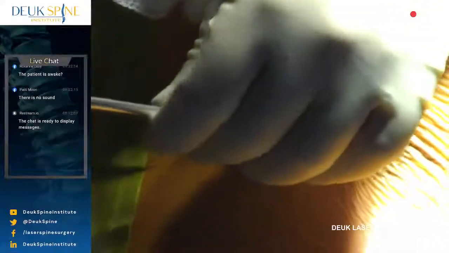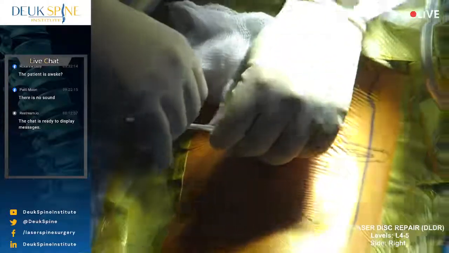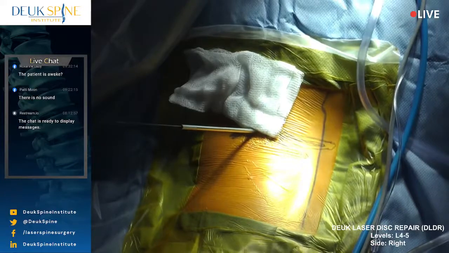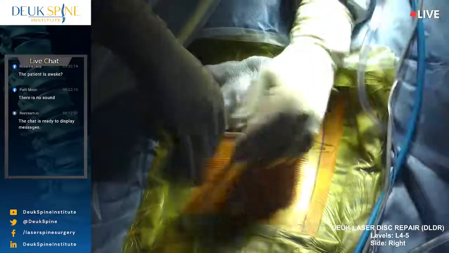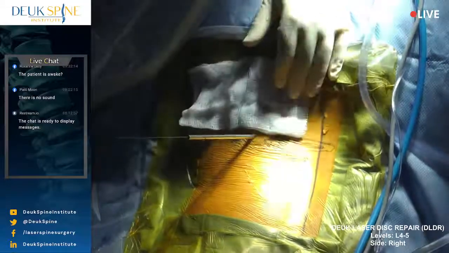Now, I'm not the first person to do transforaminal surgery. How is he doing? Transforaminal lumbar surgery was developed by Parvis Kambin. Dr. Parvis Kambin was an orthopedic surgeon, an endoscopy surgeon. He's moving a little bit more.